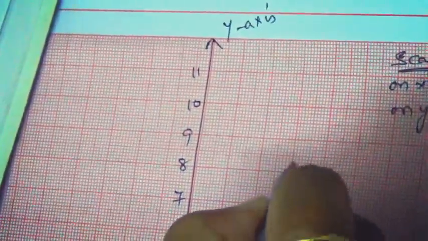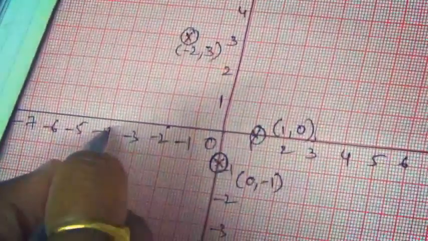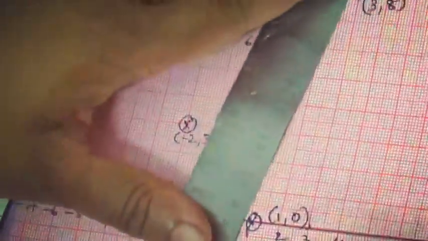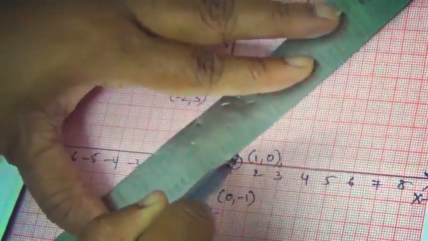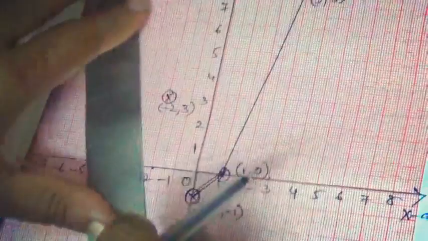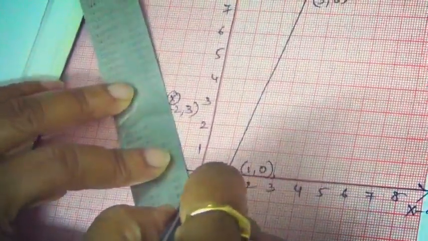Here we have 3, 8. And the next one, minus 4, 15. There is no 15 on the graph, so I am leaving this value. So you just join these points. If you want to extend this curve, you can extend it. Okay, like this you just extend these lines. You will get a U shape, right?